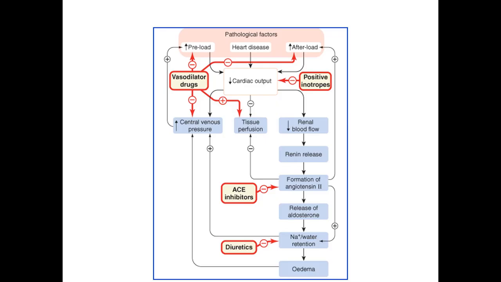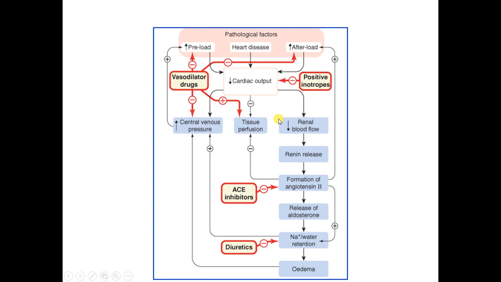Now you can see these are some pathological factors which are involved in congestive heart failure. That is preload, that is heart disease, afterload. These are the different pathological factors which can directly affect the cardiac output or congestive heart failure. You can see here, definitely when the peripheral resistance of the blood vessels is high.